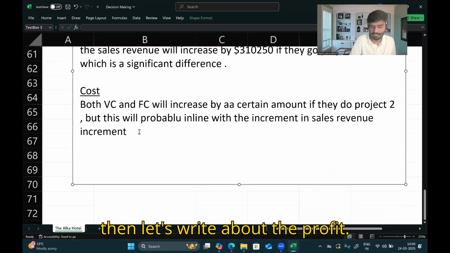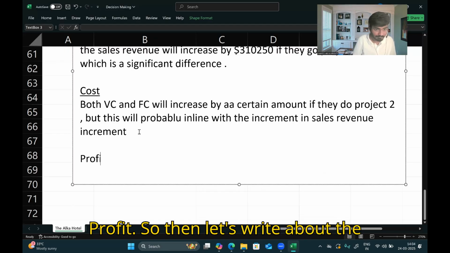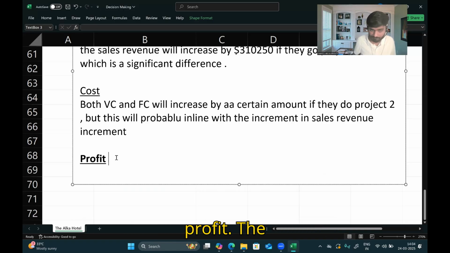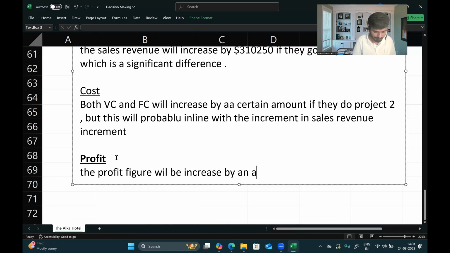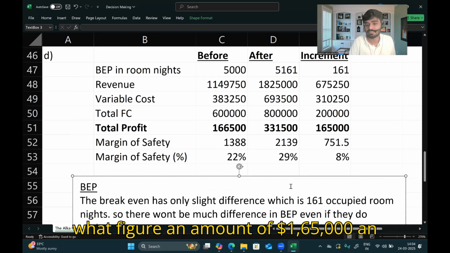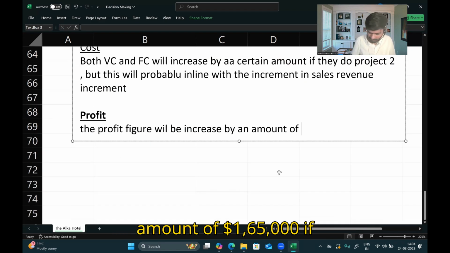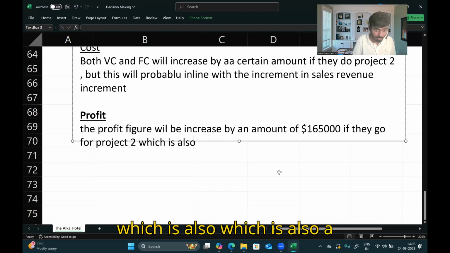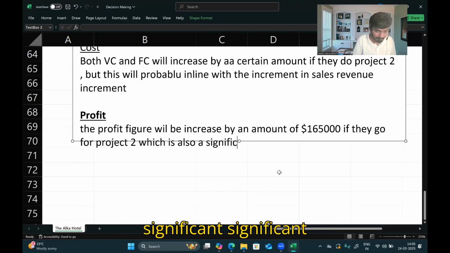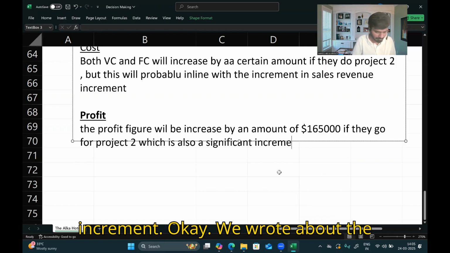So then let's write about the profit. The profit figure will increase by an amount of $1,65,000 if they go for project 2, which is also a significant increment. Okay, we wrote about the profit figure also.